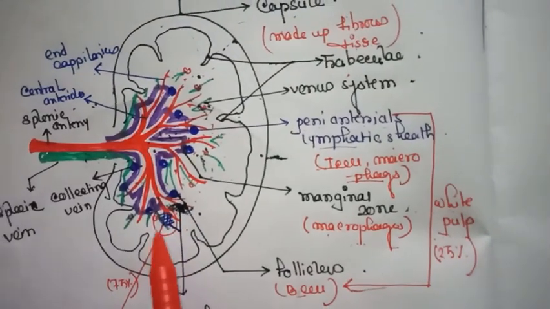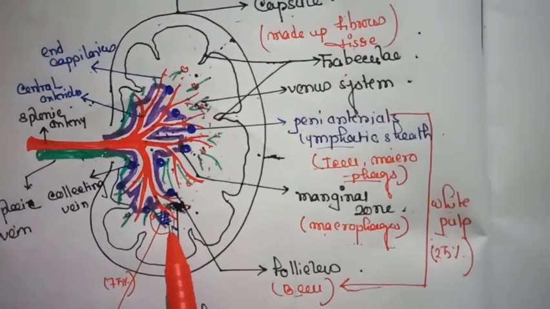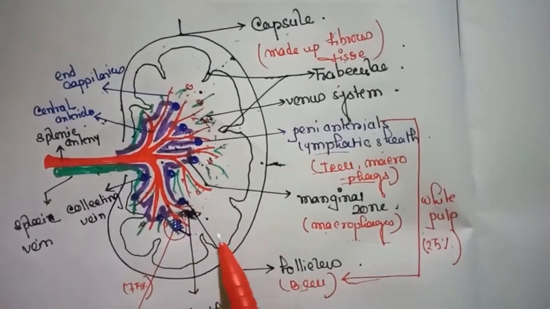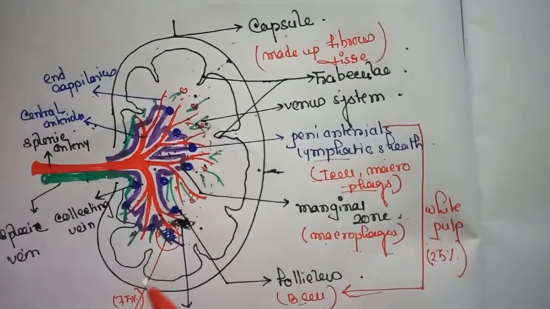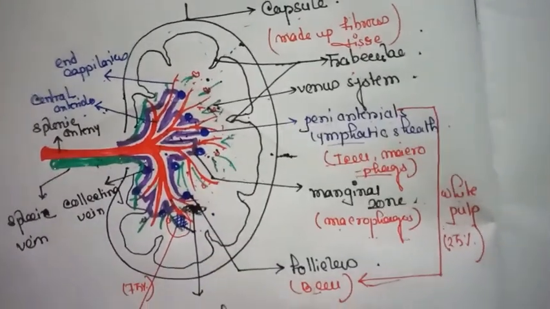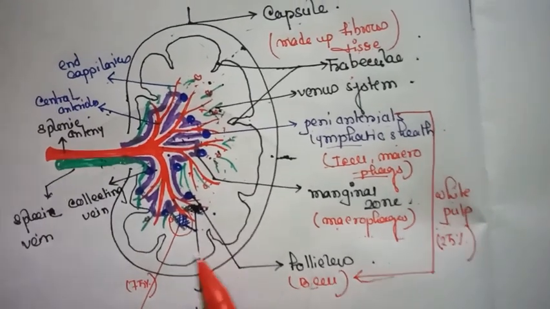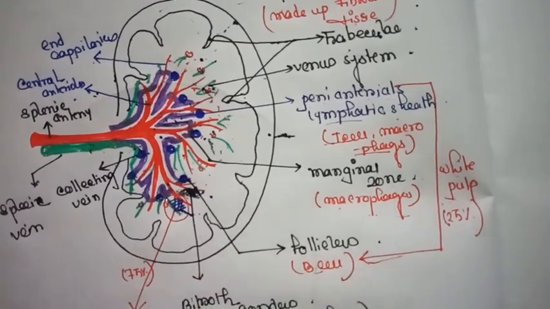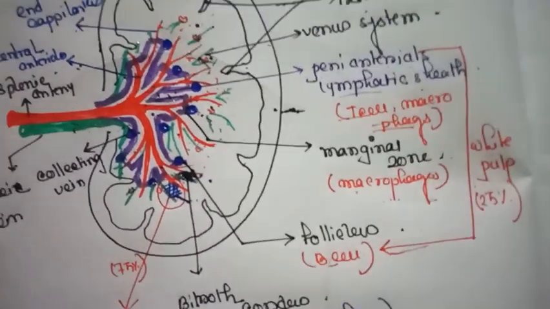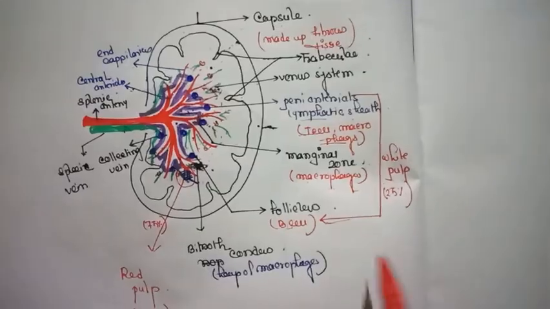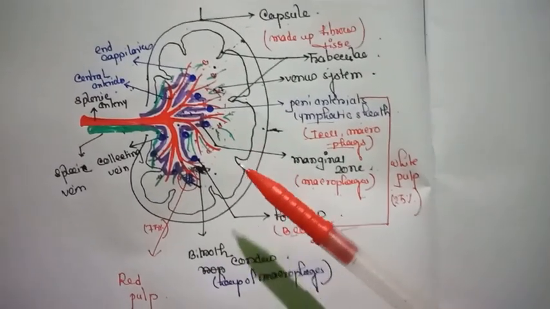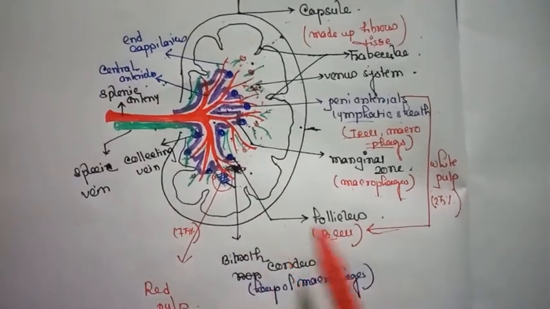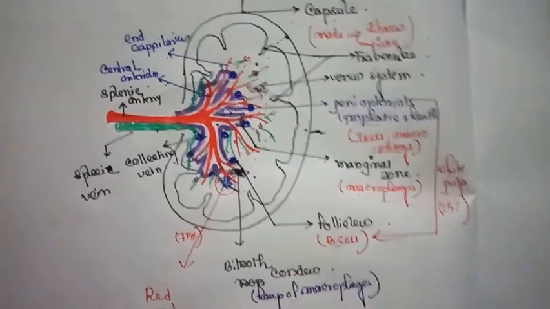This red pulp makes up the majority, 75% of the spleen, and it is most important for destroying and filtering abnormal or unhealthy red cells. We can easily see that in a human without a spleen, there are more and more abnormal and unhealthy red blood cells in the circulation. So this is all about the histology of the spleen and also the blood supply of the spleen. It is also a most important question for exams.